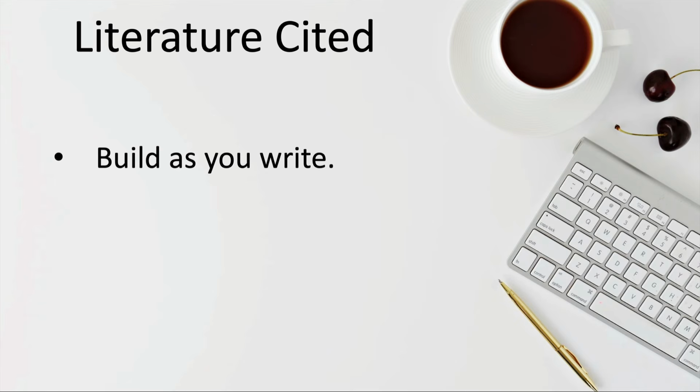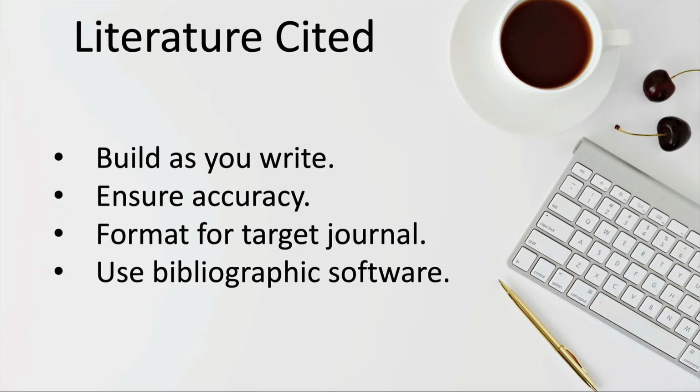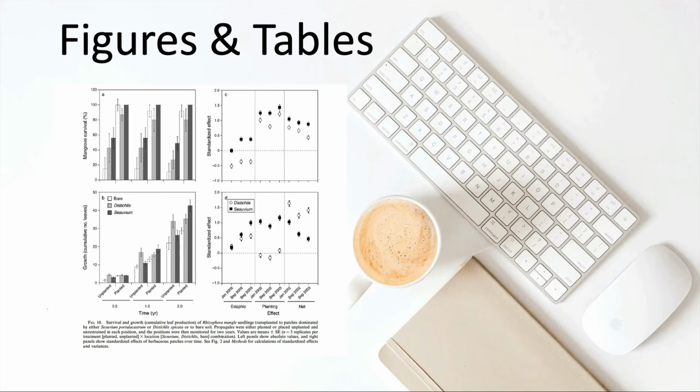Build your literature cited section as you cite papers in the narrative. Your main concern here is to ensure the citation information is correct. Carefully check for typos and other inaccuracies. Check your target journal instructions as to what format to use. I strongly recommend using a bibliographic application such as EndNote to make this process easier than typing references in by hand. Such software will save you a lot of time and effort.